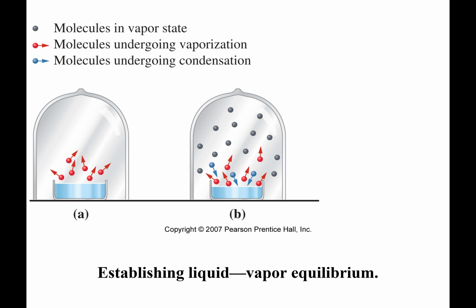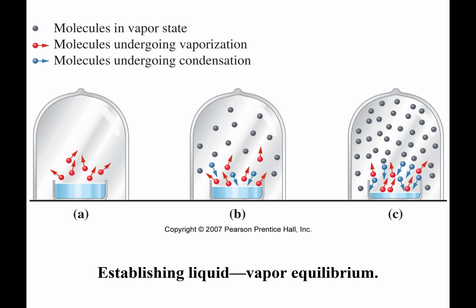Well, you know what's going to happen. Who's winning out here? I don't think anybody's winning out. So in here, the rate or amount of evaporation is equal to the rate or amount of condensation. So that is at equilibrium. It's a beautiful thing. It's just so lovely.